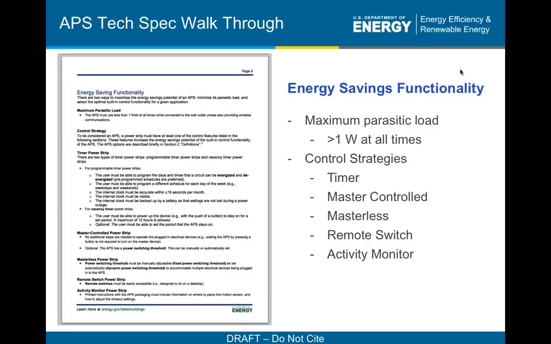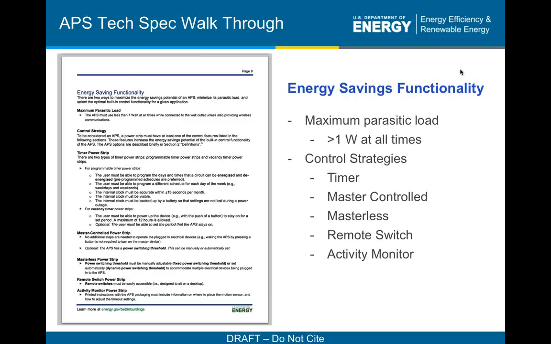The energy savings functionality section might be the most important. This section provides information on the different control strategies that advanced power strips can employ. First, however, it defines that advanced power strips should have a maximum parasitic load of less than 1 watt at all times while connected to the wall outlet, unless providing wireless communications. So make sure your advanced power strip, when connected to the wall without anything plugged in it, consumes less than 1 watt, or no more than 1 watt.